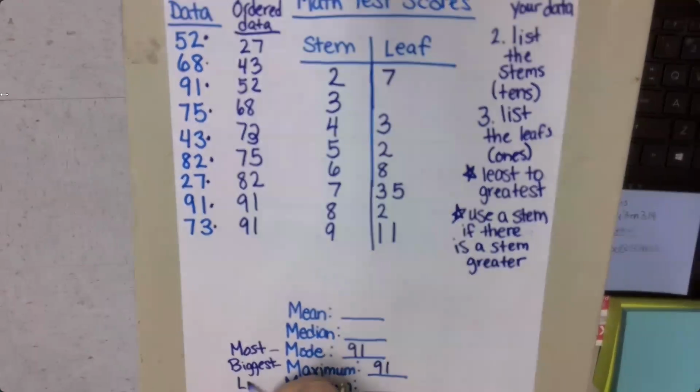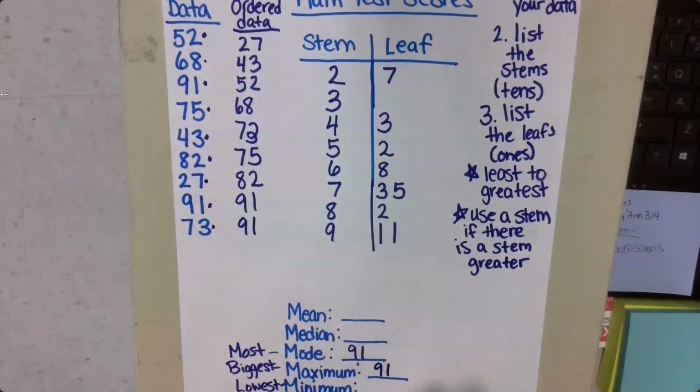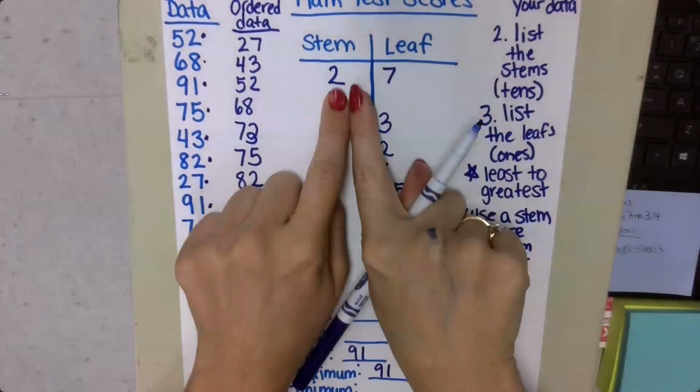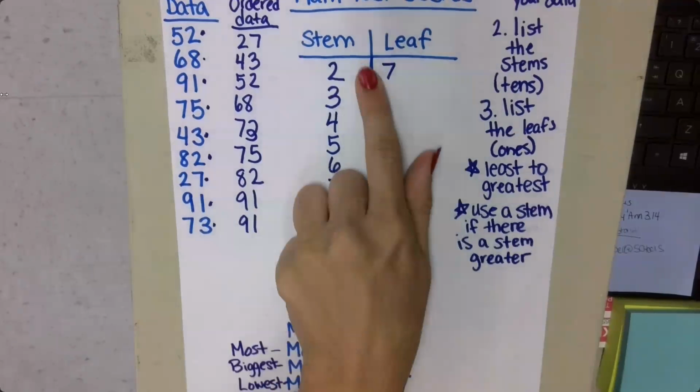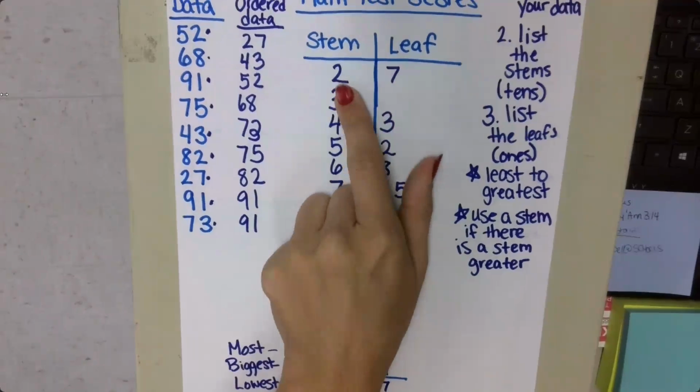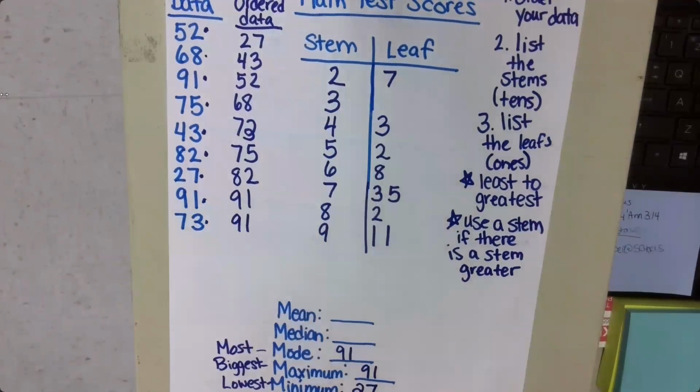My minimum is going to be my lowest or my smallest. Going up to the very top of my stem and leaf plot would be my smallest. In this case, 27. There's no other data points in the 20s.